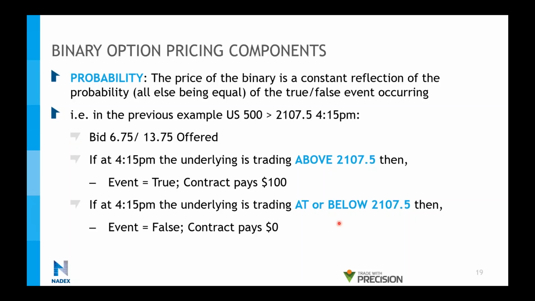2107.5 at 4:15 p.m. And if the contract is trading above that level, then the event is true. The contract pays 100. If it's trading at or below that strike price, then the event is false, and that contract pays exactly 0.